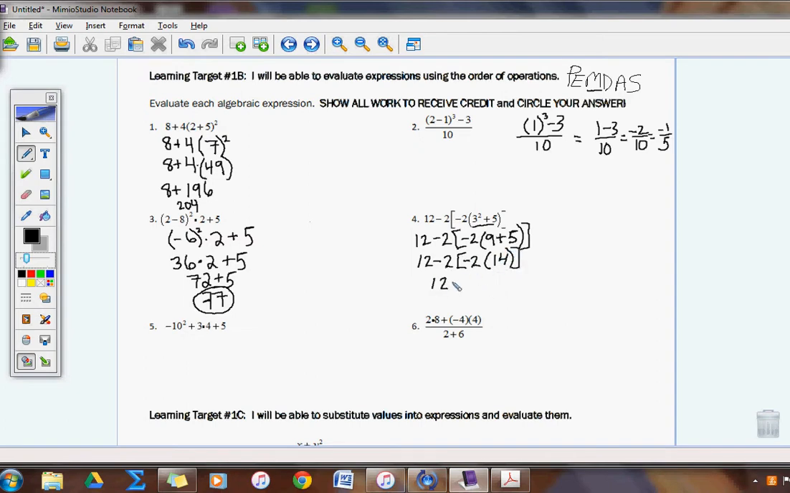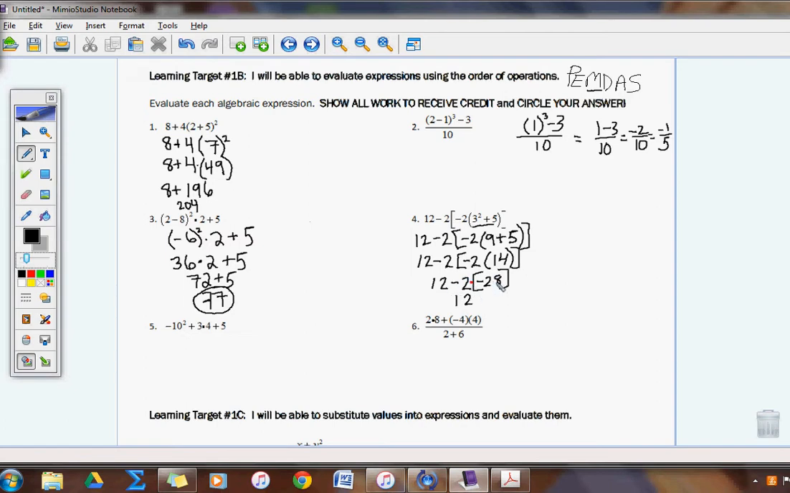So now I have 12 minus 2 bracket, and that comes out to negative 28 on the inside. And there's a lot of minuses in here, but I'm going to change colors here. Realize there's a multiplication right there. So what happens is you can't do the 12 minus 2 yet. You do the 12, and then it's minus 2 times negative 28.